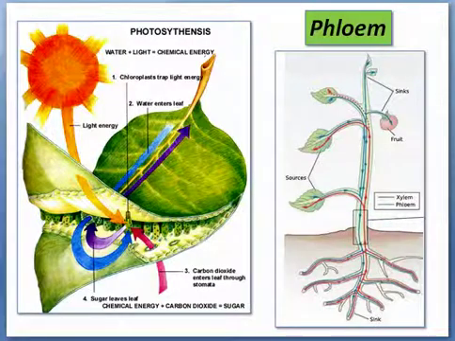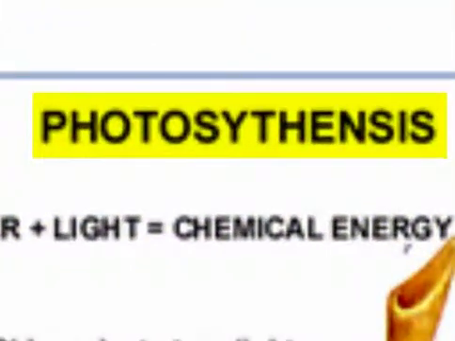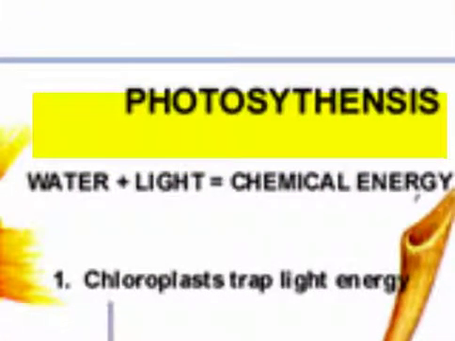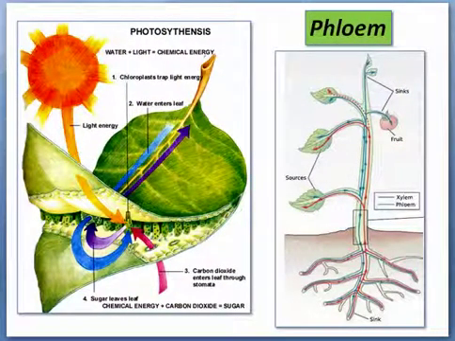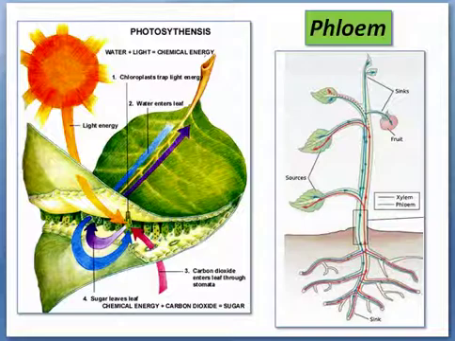So we're going to start in the leaves. And what process occurs in the leaves? Oh yeah, that's right. The process that takes sunlight and changes it into energy, that's photosynthesis. So up here in the leaves, we are performing photosynthesis. And the product of photosynthesis is sugar, or as we call it in science, glucose.